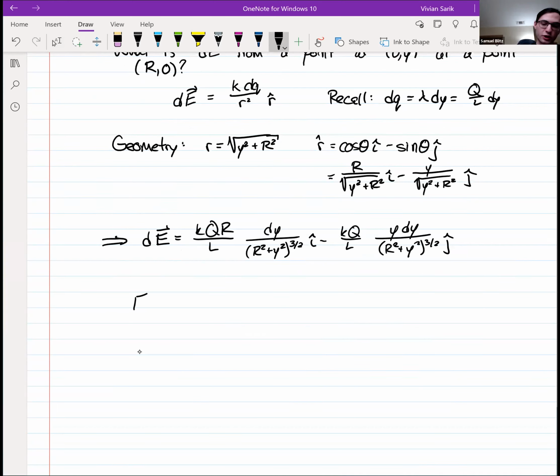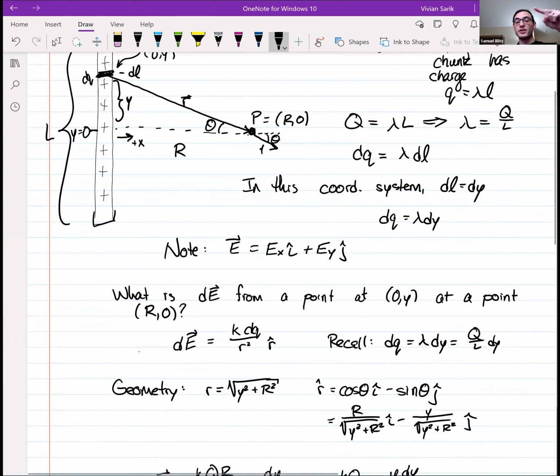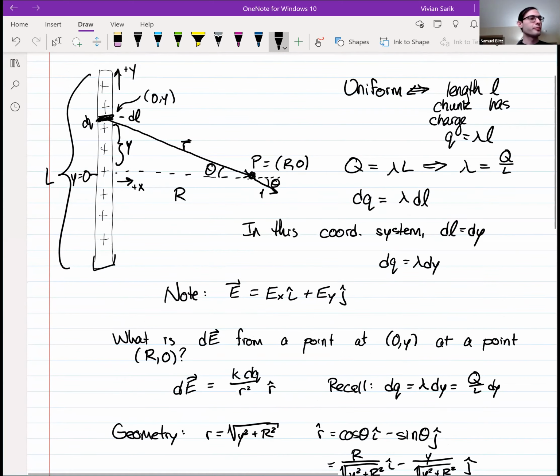So the total electric field is an integral over the line of dE. Right, that's kind of a sensible thing to do, right? And so now we actually just need to convert this using our coordinate system. So this is equal to an integral from minus L over 2 to L over 2, because our coordinate that we're going to integrate is the y direction from minus L over 2 to L over 2.